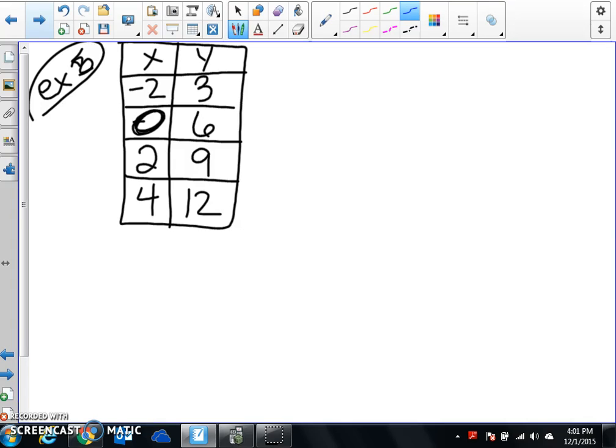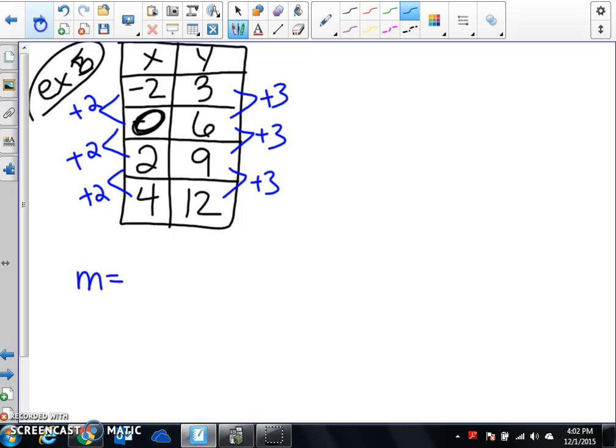Okay, so I start by finding my pattern, right? Because I can find slope from a table. So I'm adding 2. Over here, I'm adding 3. My slope is y over x, which is a positive 3 over a positive 2. So my slope is 3/2. And at this point, you can decide which point you want to take. It's up to you. I'm going to take the top point.